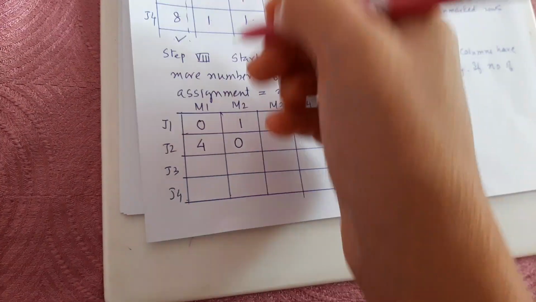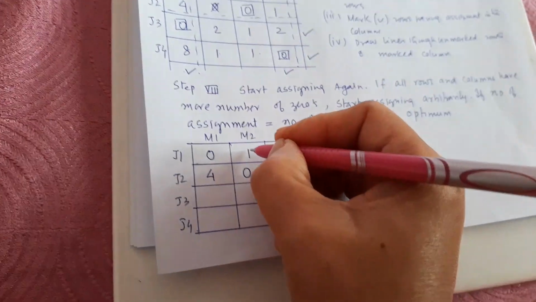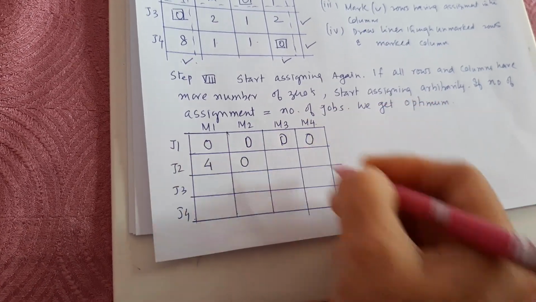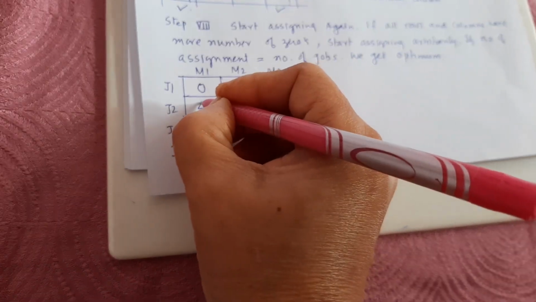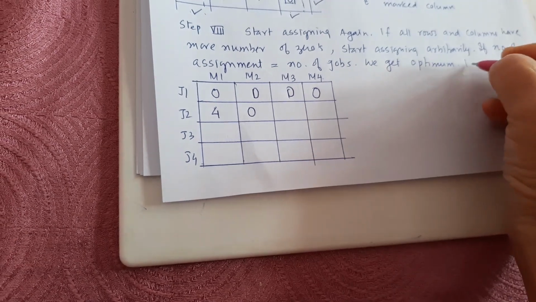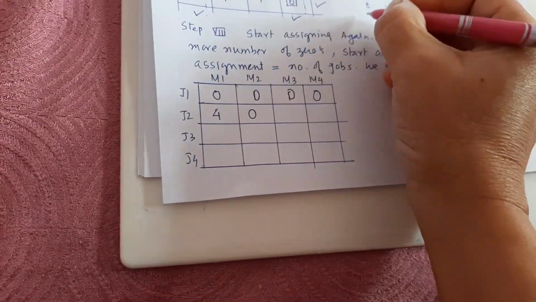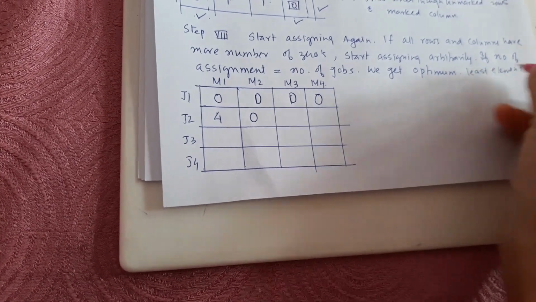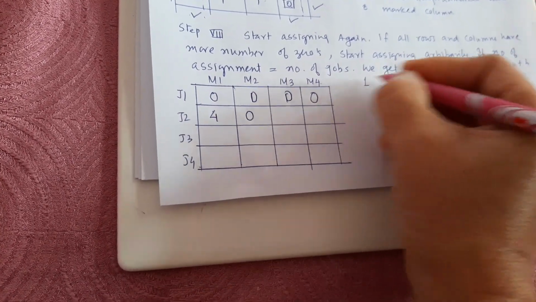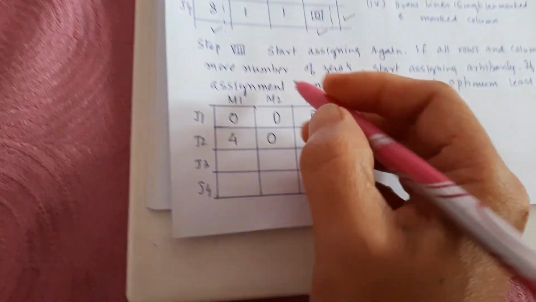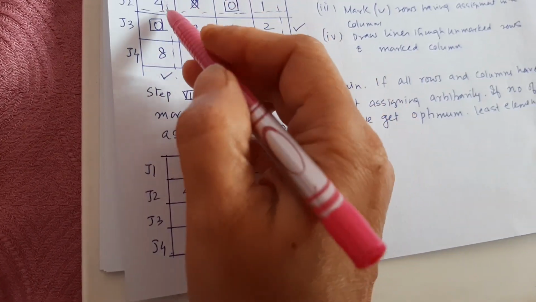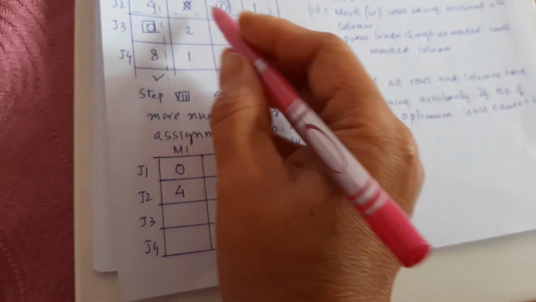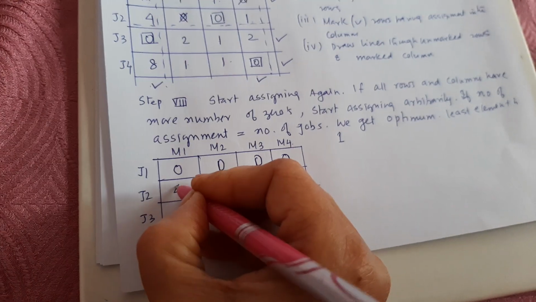Oh, sorry. I have to subtract first. 1 is subtracted from 0 here, this will be 0. The least element is 1. So you subtract the 1 from all uncovered elements and add 1 to the elements lying on the intersecting lines, and the others will be the same. So this 4 will actually be 5.